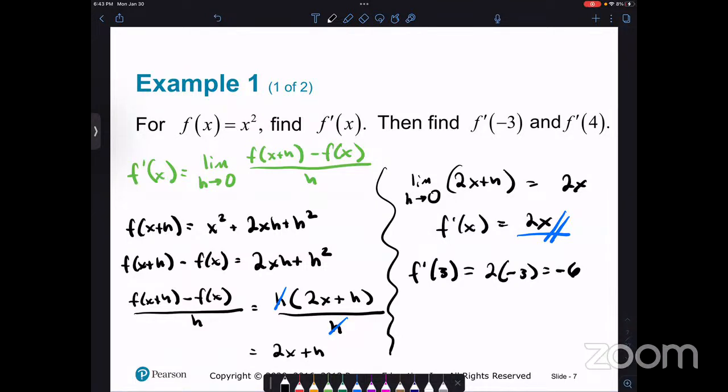Let's go ahead and look at f prime of 4. If we plug in, 4 times 2 is 8. All right, so this is the slope. All right, so we got this result and we got this result, those 3. Okay.